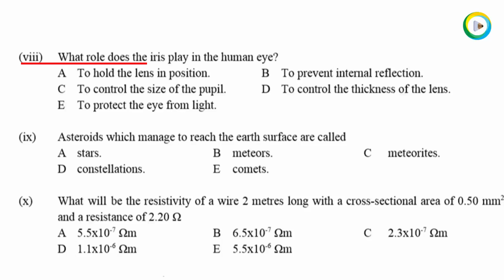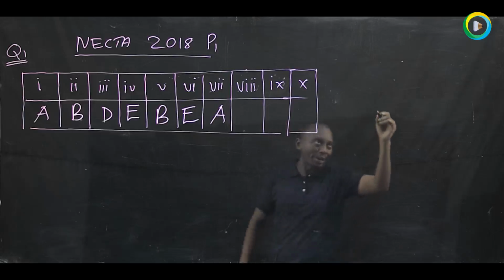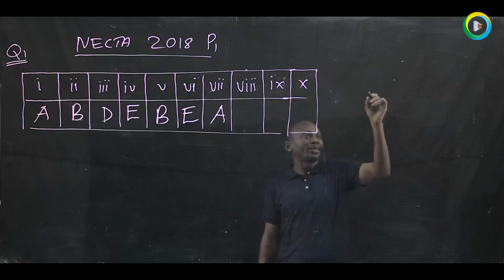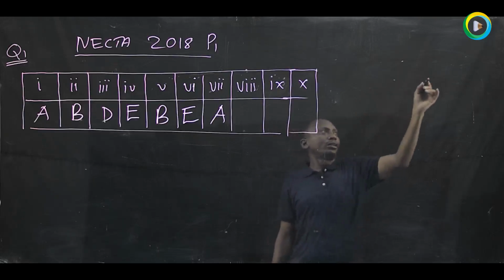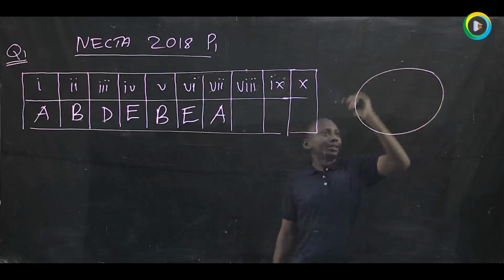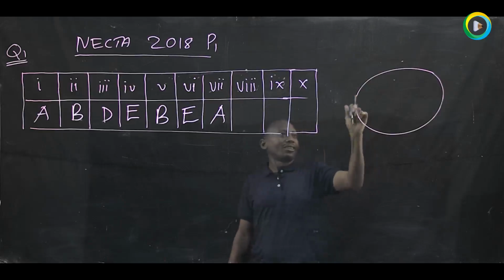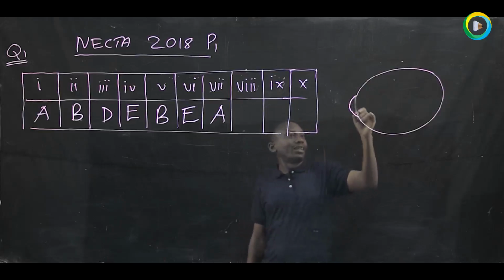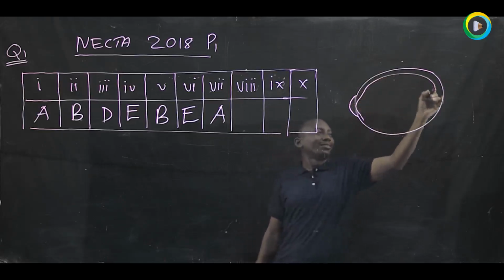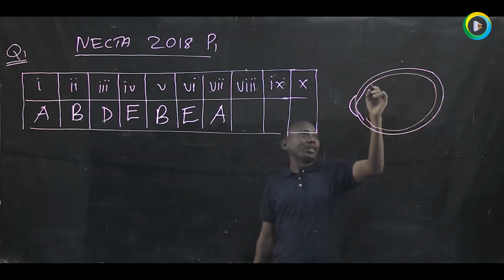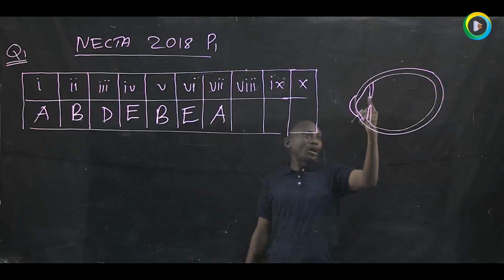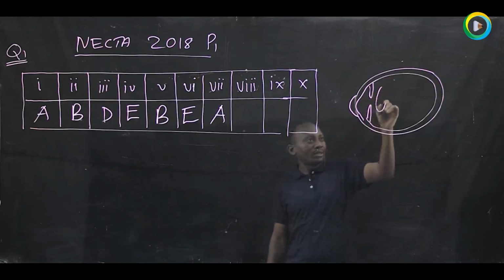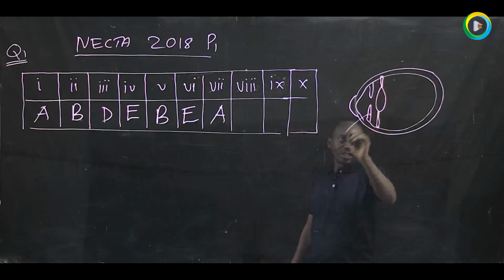Okay, we continue with Roman 8. What role does the iris play in the human eye? Now, in the human eye, we can draw the human eye here. Just a simple sketch. The human eye. In the human eye, we have the iris here, and here we have the lens. We have the eye lens. This is the iris.